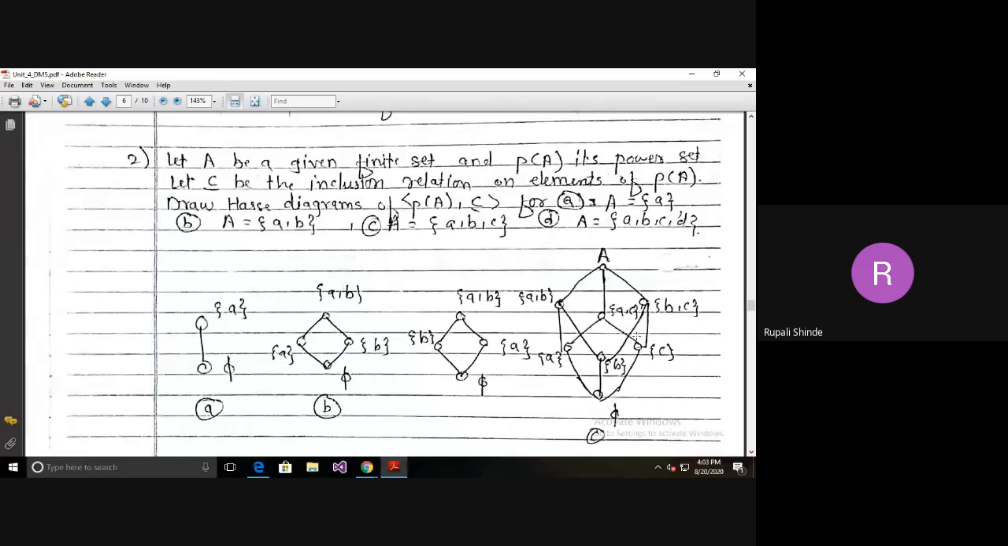Now for set A, comma, B, comma, C, set A, comma, B, set A, comma, C and set B, comma, C, all these three are subsets. That's why for set ABC we have drawn direct lines from AB, AC and BC. So this is the Hasse diagram for set A if A contains 3 elements.